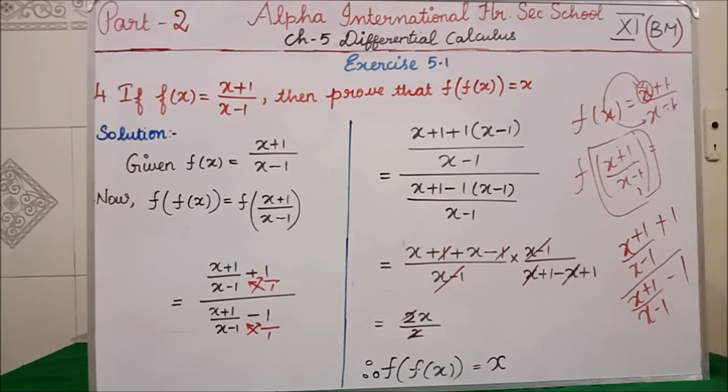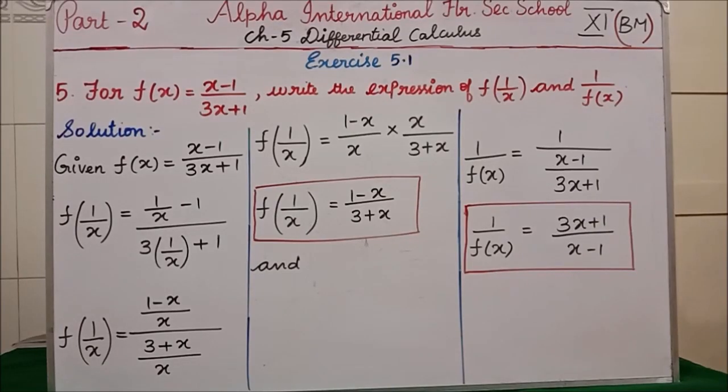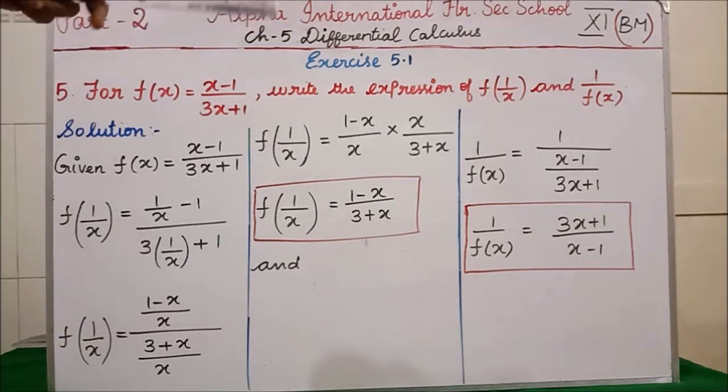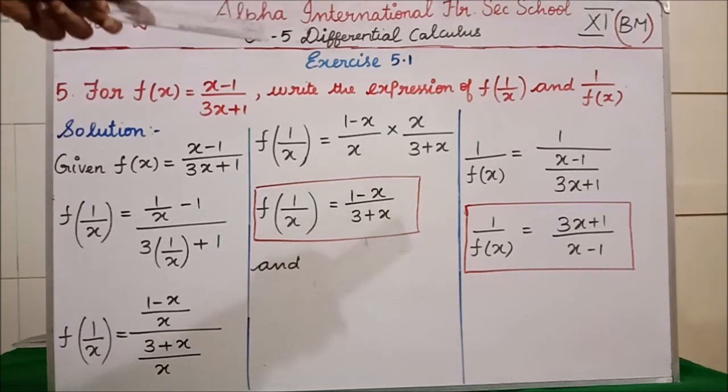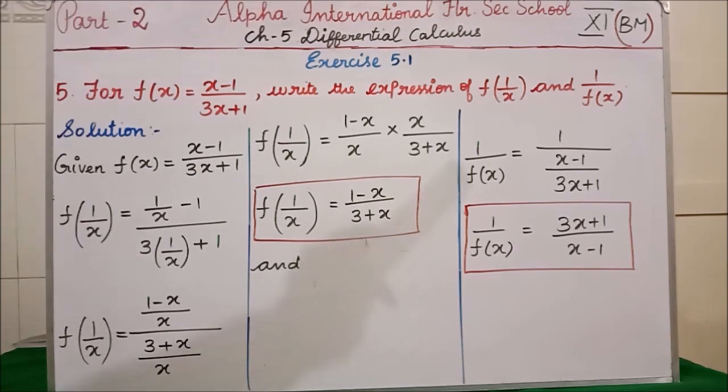Next we will see the fifth question. This is the fifth question. For f of x is equal to x minus 1 divided by 3x plus 1, write the expression of f of 1 by x and 1 divided by f of x. We have to find the value of f of 1 by x and 1 divided by f of x. Clear students?